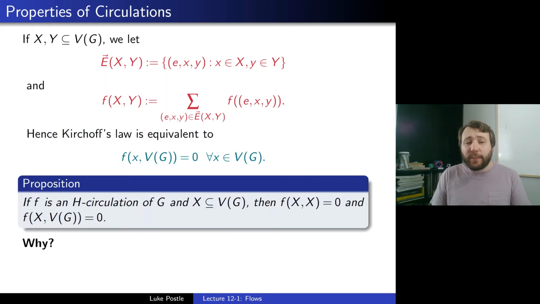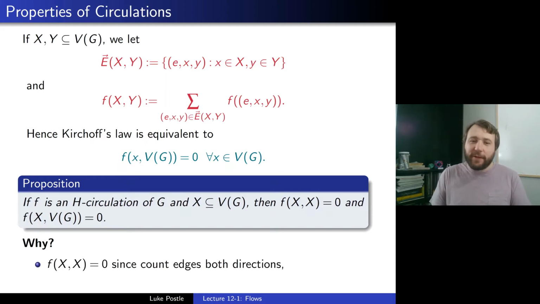Well, here's a nice little proposition: if f is an H-circulation of G, so G is a graph there, and X is a subset of the vertices, then f(X,X) is 0, and f(X, V(G)) is 0. And I ask you why, so again, pause the video if you want, and think a moment, why do both of these properties hold for any subset X? So now that you're back, I'll cover the first one.